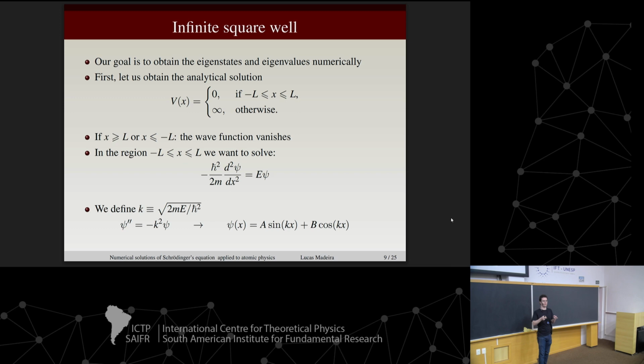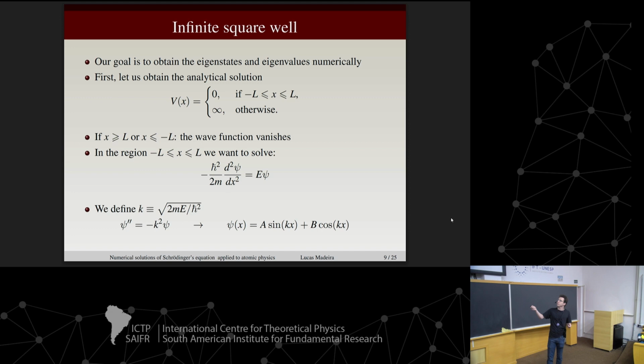If x is outside of the well in either direction, since the potential is infinite, my wave function has to vanish, okay? It has to go to zero. And in the region inside of the well, we just have to solve the same equation that you get for a free particle, okay? I'm going to define my wave vector k as the usual definition here. We get this differential equation that you all know the solution to. Is everyone comfortable with all of this?